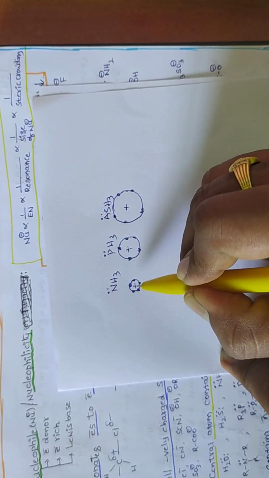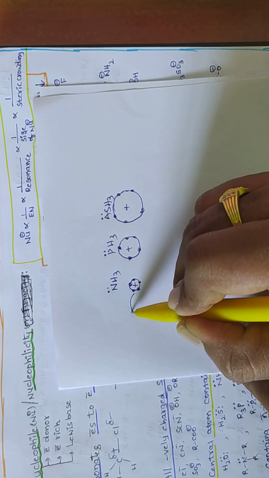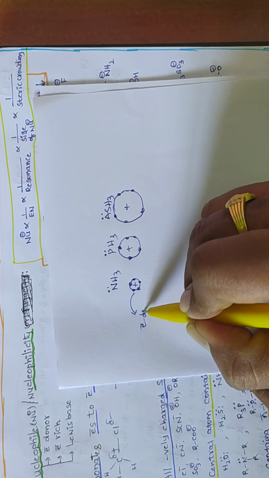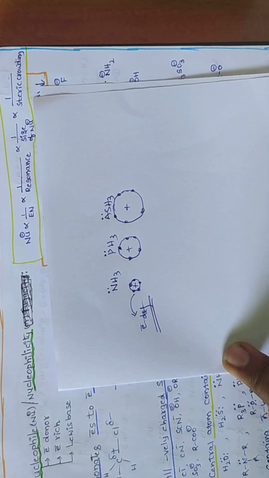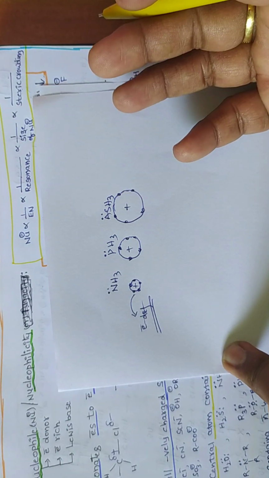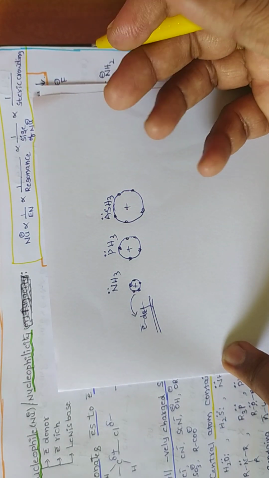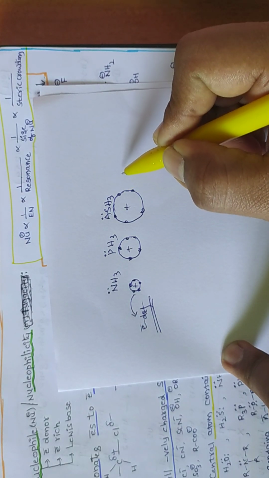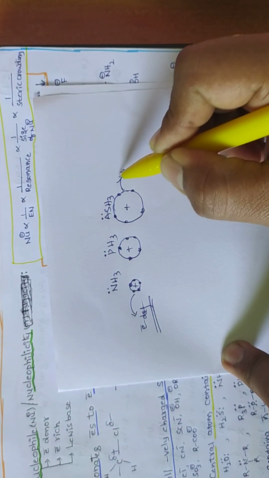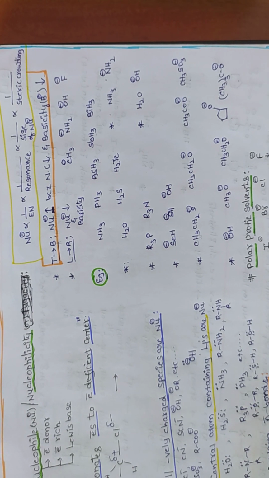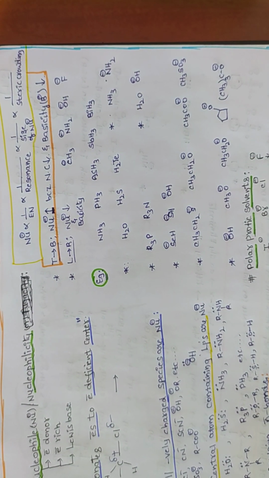This nitrogen can donate electrons easily to electron deficient centers. Whereas when the size is bigger, dispersal and distribution of electrons is more, so it can't donate electrons easily to electron deficient centers. Therefore basicity is less. Basicity depends upon size. Top to bottom, size increases, so basicity decreases.